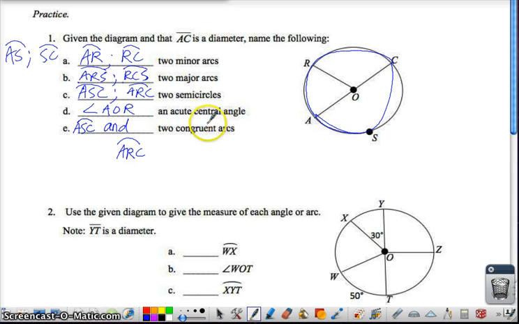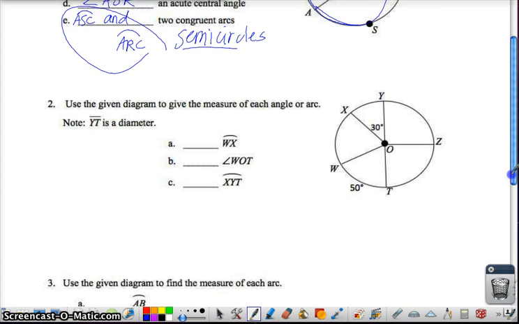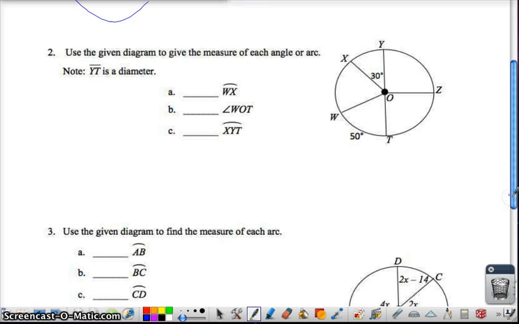And then two congruent arcs. The only two congruent arcs we're going to have in this scenario are semicircles, because there's no other points indicating otherwise. So that's why I relisted my semicircles. Okay, now let's move on and try to find some measurements.